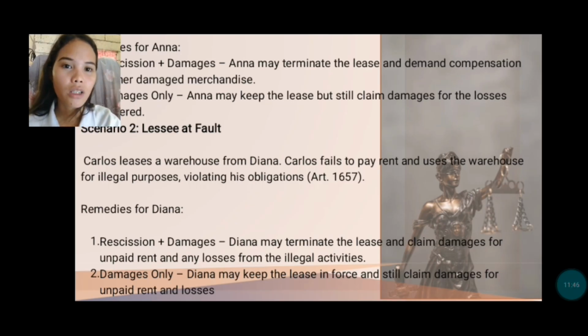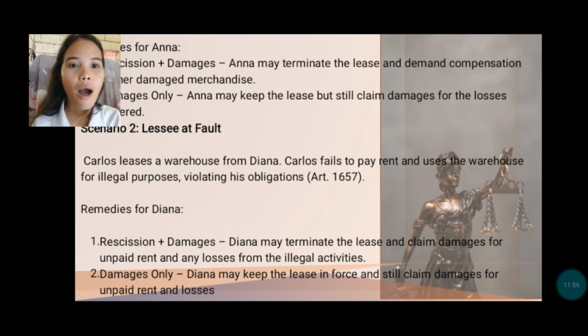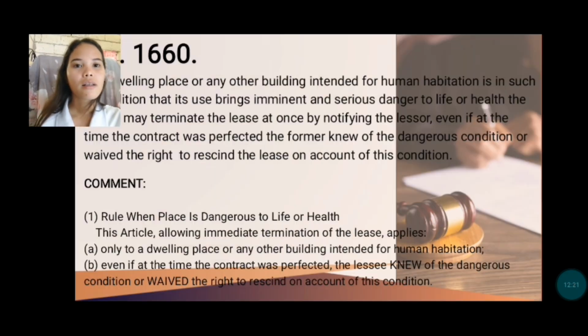In scenario 2, lessee at fault, Carlos leases a warehouse from Diana. Carlos fails to pay rent and uses the warehouse for illegal purposes, violating his obligations. In Article 1657, remedies for Diana. 1 is rescission plus damages. Diana may terminate the lease and claim damages for unpaid rent and any losses from the illegal activities. 2. If damages only, Diana may keep the lease in force and still claim the damages for unpaid rent and losses.